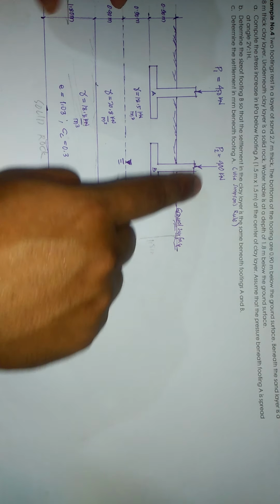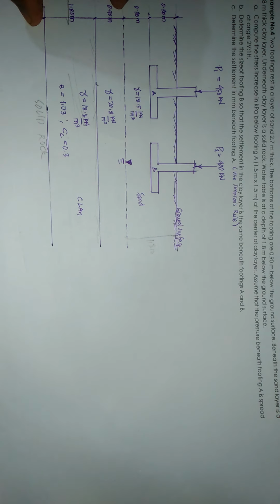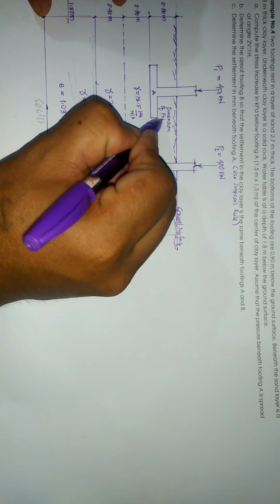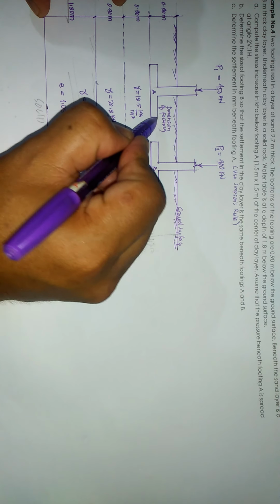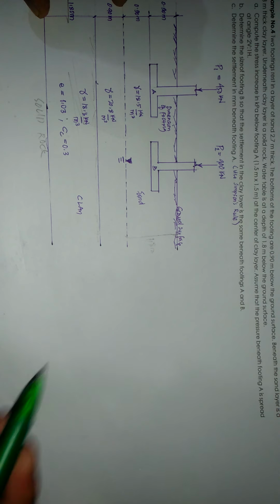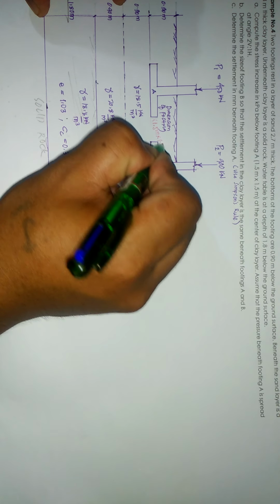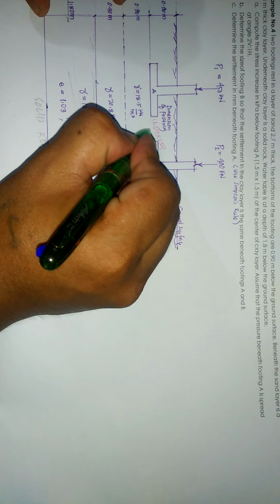So the first question would be, compute the stress increase in kilopascal below footing A, which is 1.5 meters by 1.5 meters in dimension. The dimension of the footing is an isolated size. The size of your footing here is 1.5 meters by 1.5 meters. This is for footing A.